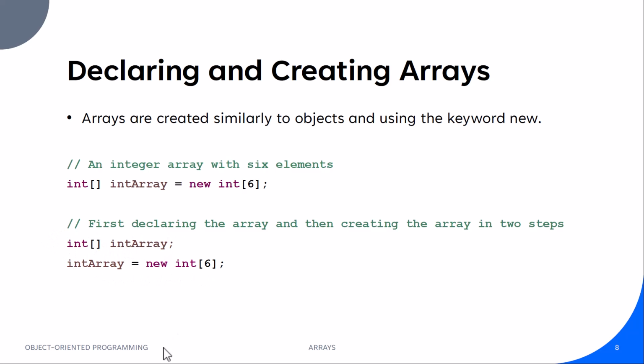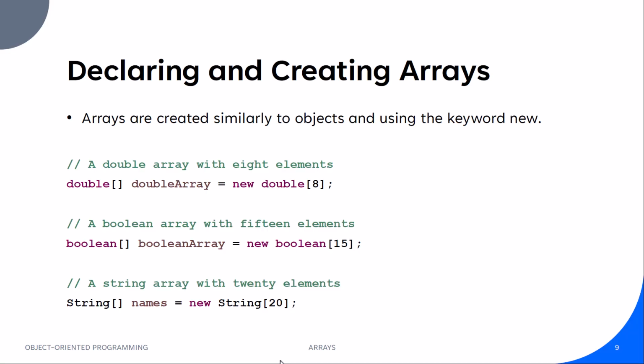Here are array examples for different types. Now we have a double array with 8 elements. We have a Boolean array with 15 elements. And here is a string array with 20 elements.